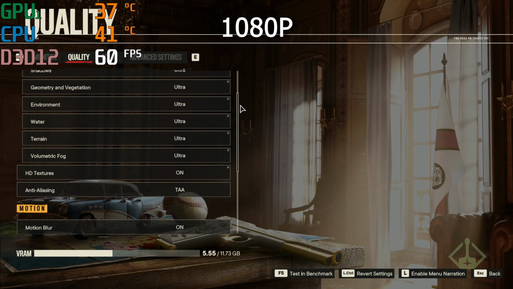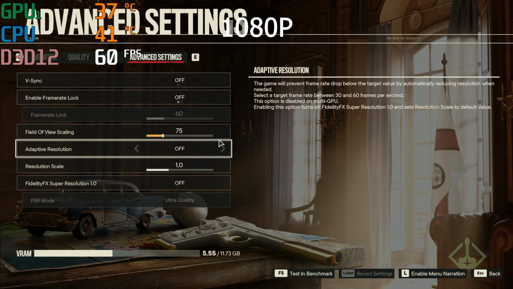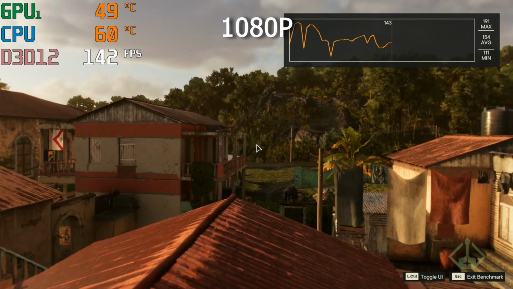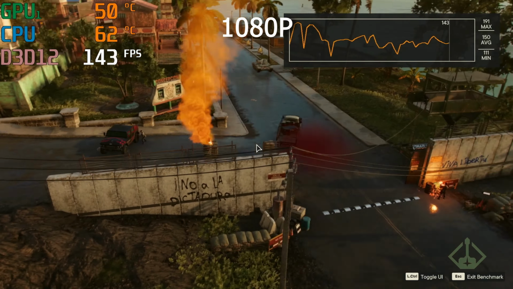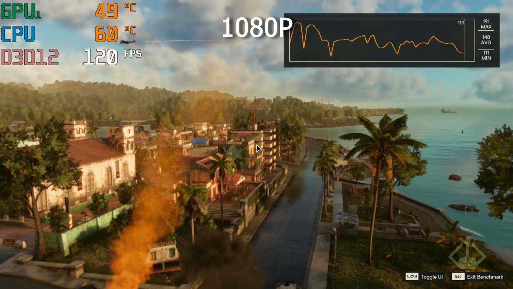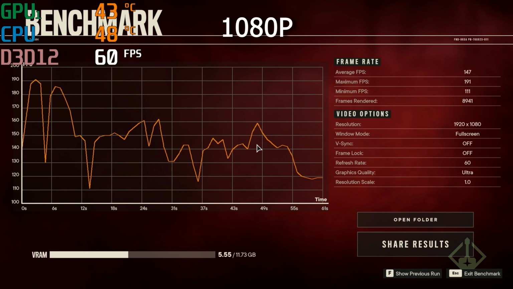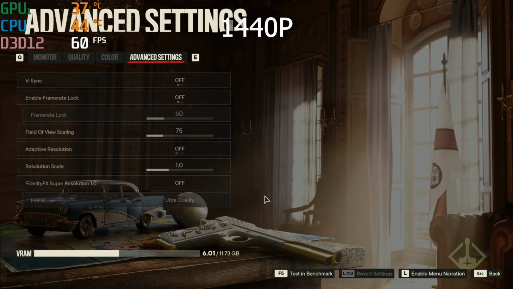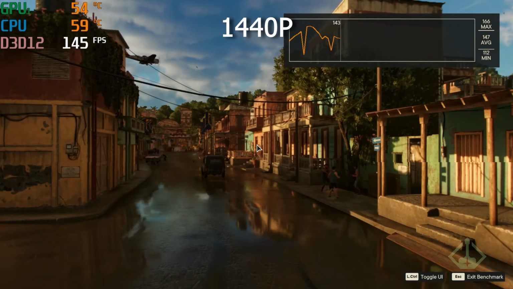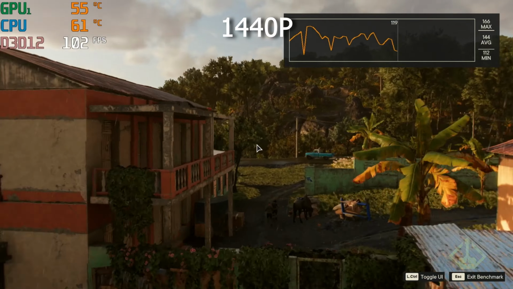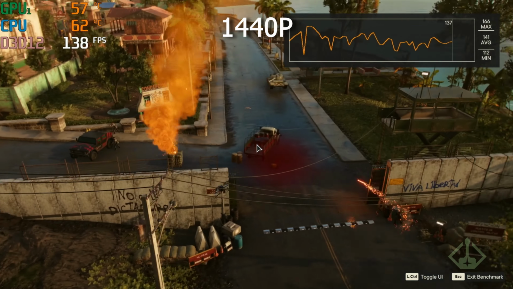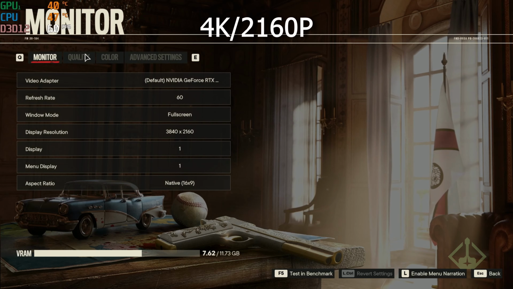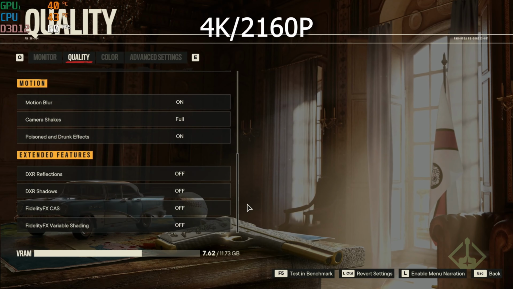Shifting to Far Cry 6, 1080p gameplay ran at 147 FPS average throughout our testing passes. Cranking the resolution to 1440p doesn't impact performance very much at all, moving to 139 FPS average. And at 4K, we see lows above 60 FPS with a fairly strong average of 86 FPS.